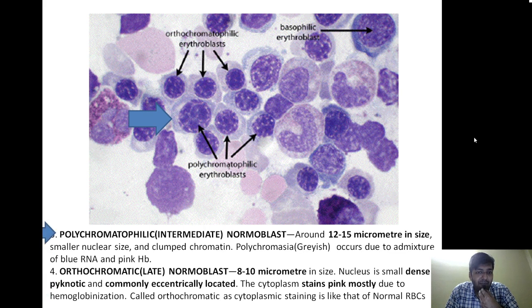And after this we are having the orthochromatophilic or late normoblast, which is around 8 to 10 micrometer in size, smaller than the intermediate normoblast, and the nucleus is classically pyknotic, very dark, very coarse. No nucleoli is visible, and the nucleus becomes smaller. Why is it called orthochromatic? Because the cytoplasmic staining is like that of normal RBCs. That is why it is called orthochromatic or late normoblast.